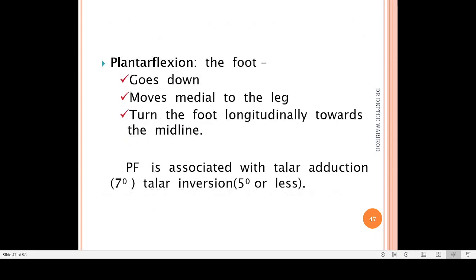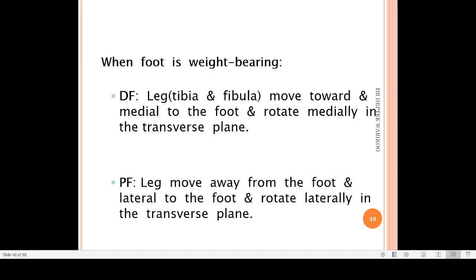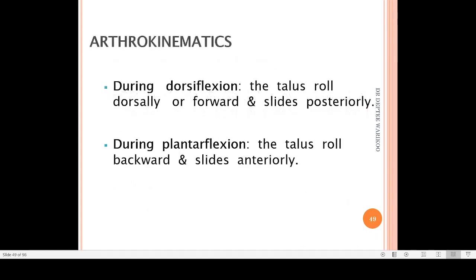Then we have plantar flexion. Again, plantar flexion is done with 3 triplanar movements. First the foot goes down, then moves medial to the leg, and then turns the foot longitudinally towards the midline. So plantar flexion is associated with talar adduction of 7 degrees and talar inversion of 5 degrees. When the foot is in weight bearing, in dorsiflexion, the leg moves towards and medial to the foot and rotates medially in the transverse plane. In plantar flexion, the leg moves away from the foot and lateral to the foot and rotates laterally in the transverse plane. This was the basic osteokinematics.